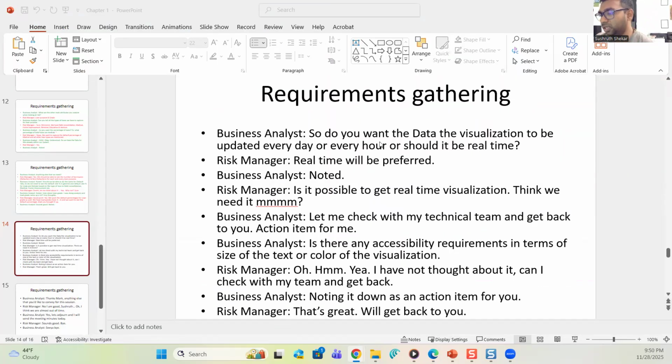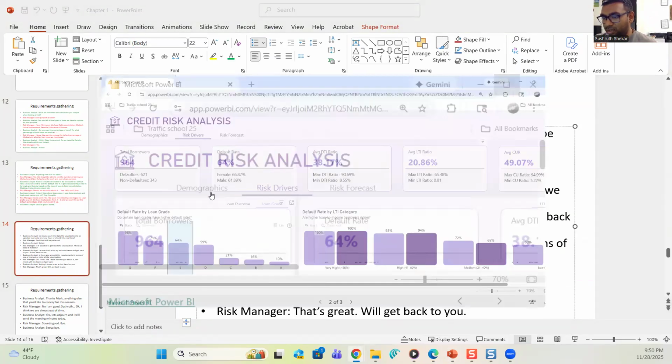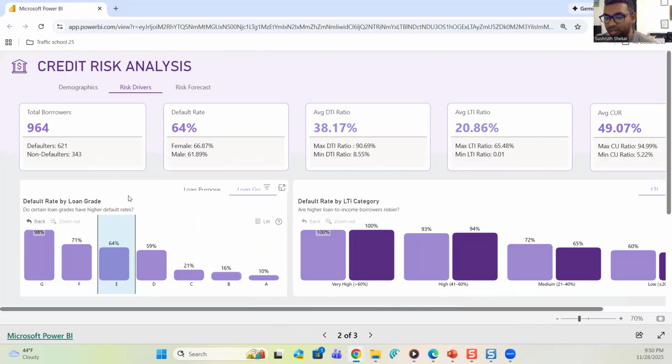So hope you understood the difference between the visualization, meaning the total borrowers, default rate by loan grade, getting filtered in real time, every day, every hour. Every hour means every hour, 8 o'clock, 9 o'clock, 10 o'clock, it gets updated. So I have to wait 10 more minutes till 10 p.m. to see the updated info. Right now I'm seeing 9 p.m. data. Real time means it's real time. Till 9:49, if somebody defaulted, I will see it in the dashboard, right?